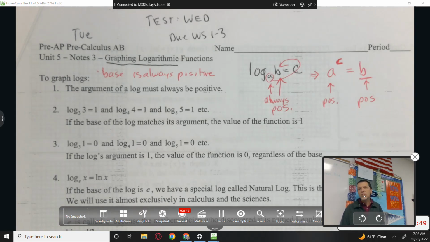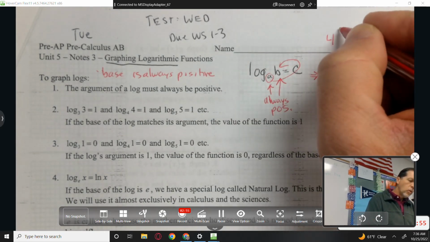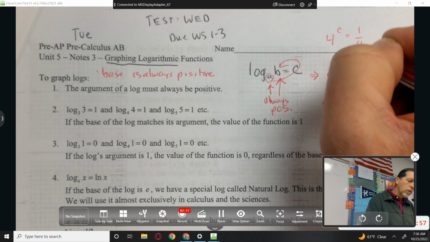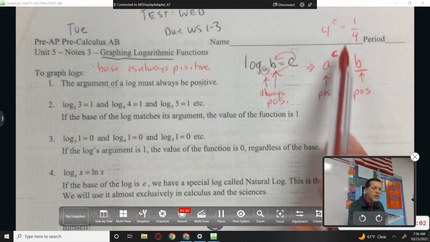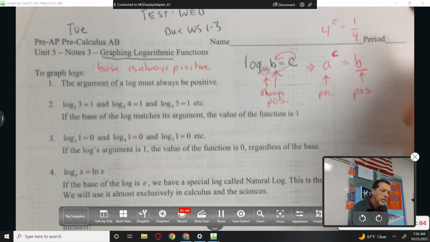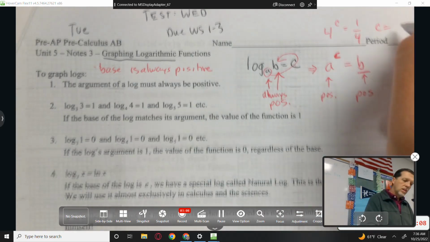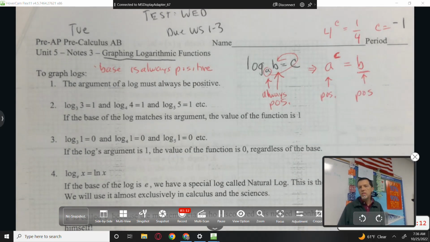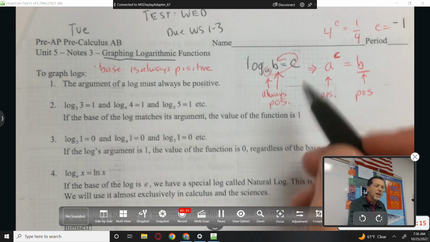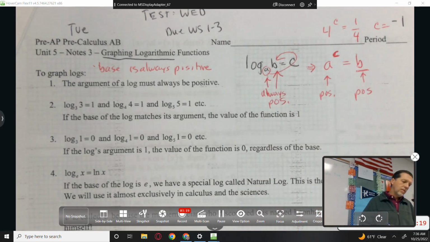Now, your answer, C, could be negative. Because if you did 4 to what equals 1/4, there we go, there's a negative answer for C. What's C equal to? If 4 to something equals 1/4, what would C be? Negative 1. So you can have a C that's negative. You can have a negative answer. You just can't have a base or an argument that's negative.